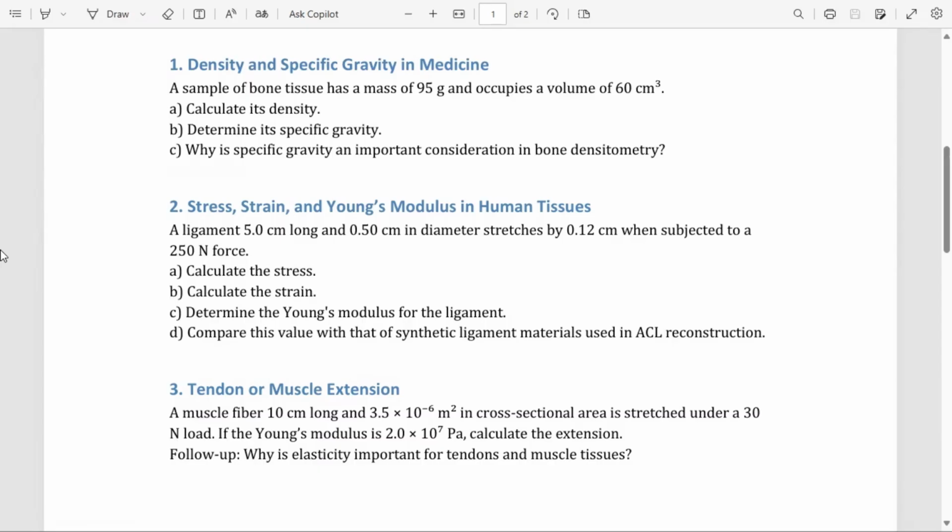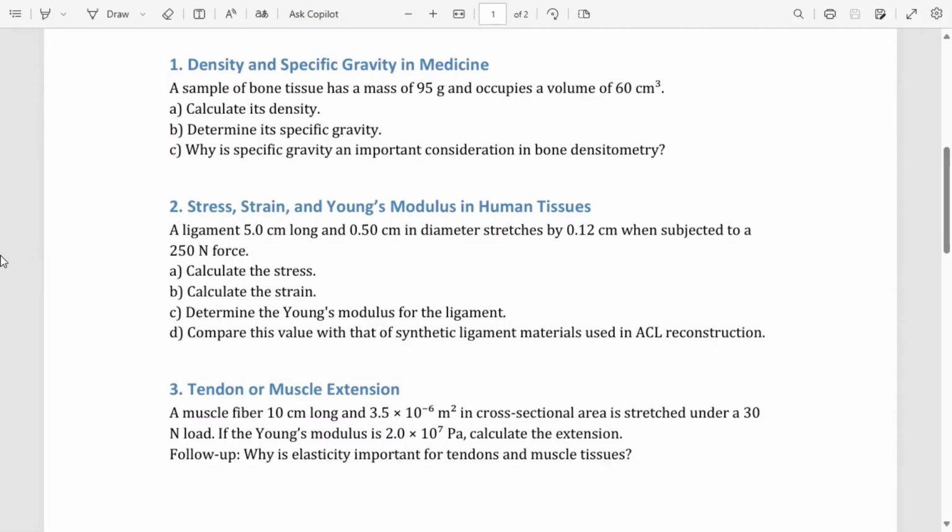So we already did stress, strain, elastic moduli, and also the mechanical properties of fluids. We already talked about that. So this tutorial sheet is basically on those concepts, and without wasting much time, let's go to question 1, which is on density and specific gravity in medicine.